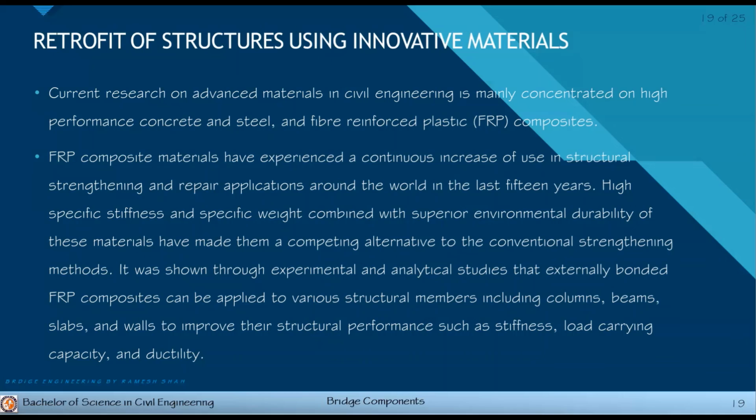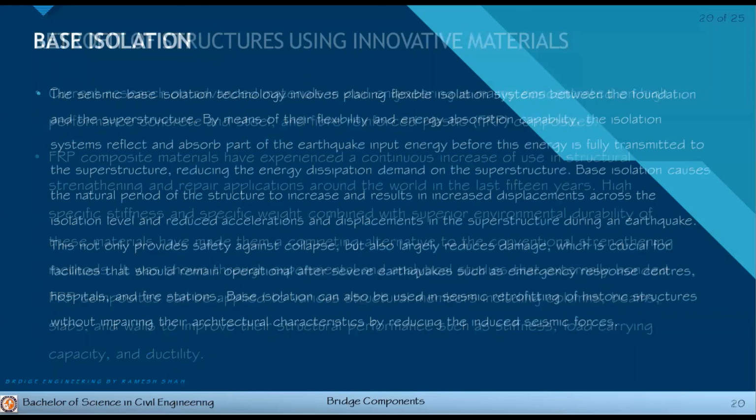It was shown through experimental and analytical studies that externally bonded FRP composites can be applied to various structural members, including columns, beams, slabs, and walls to improve their structural performance, such as stiffness, load carrying capacity, and ductility.